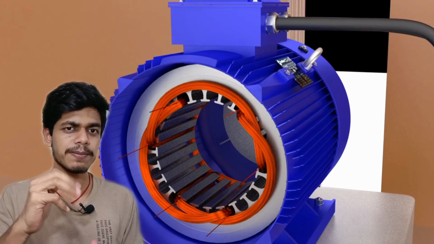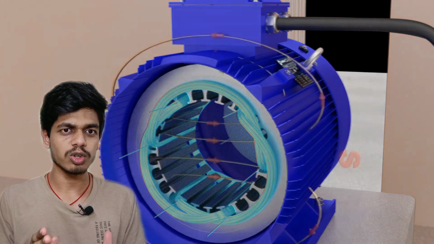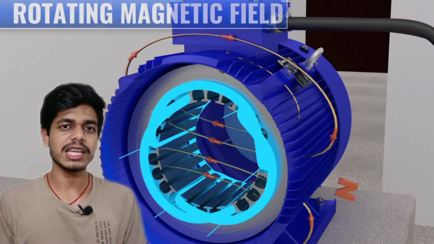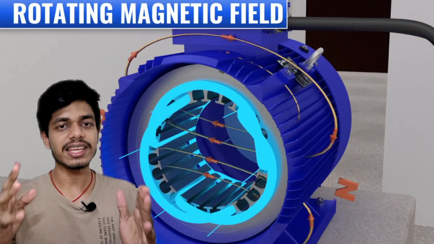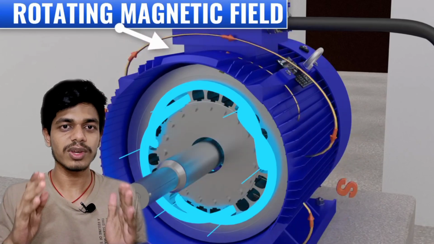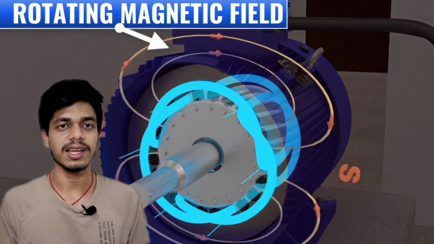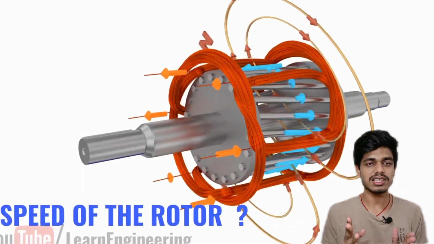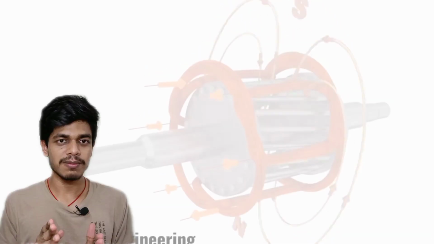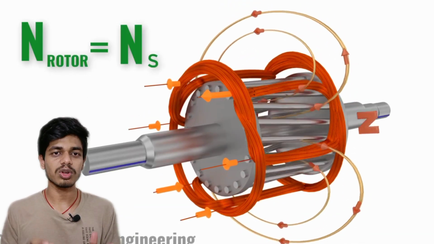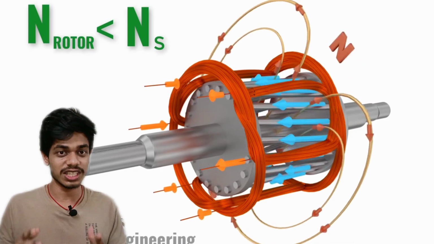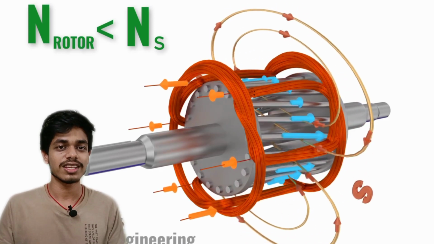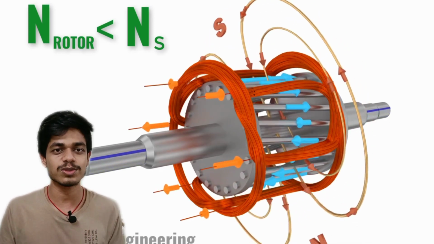When we give a three-phase supply to the stator winding of the motor, it produces a magnetic field which rotates, and for which reason we call it a rotating magnetic field. And the speed of this rotating magnetic field we call the synchronous speed. Synchronous speed means the rotating magnetic field speed and the rotor speed are equal. So in this motor, the speed of the rotor is always less than the synchronous speed.